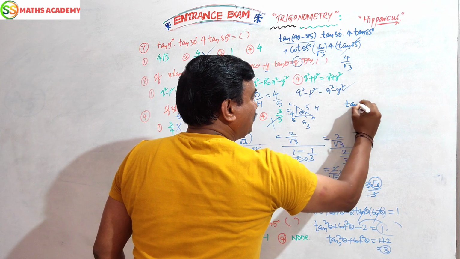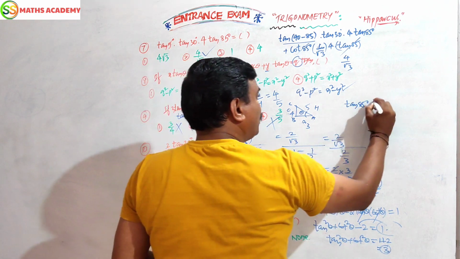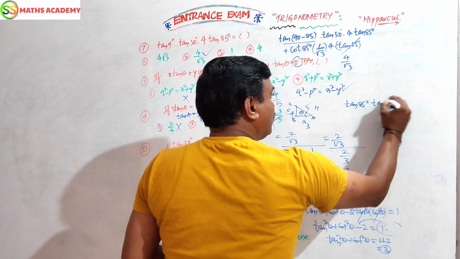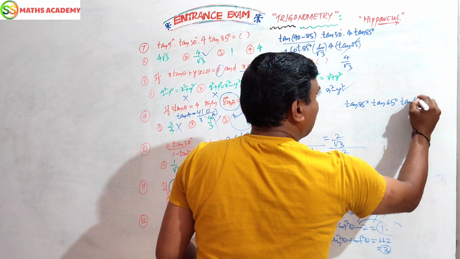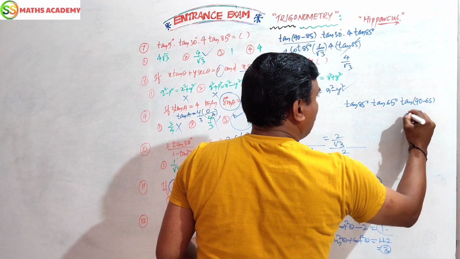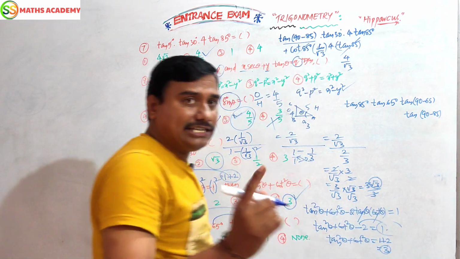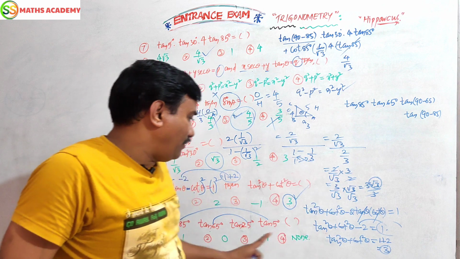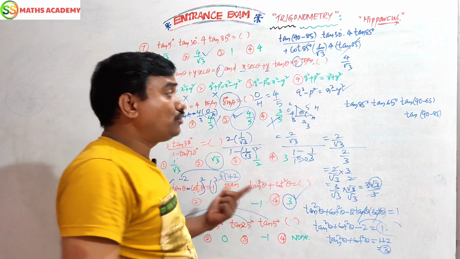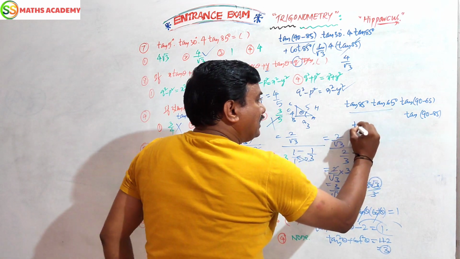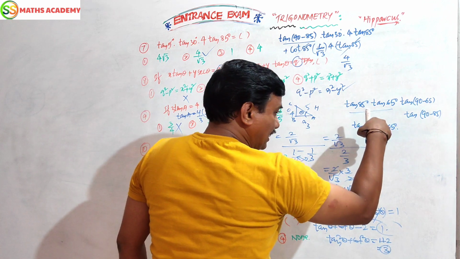Dear friends, let us observe. Tan 65, you write as is. Now I am going to change tan 25. Shall I write it like this, tan of 90 minus 65? And tan 5 I can also write as tan of 90 minus 85. See children, 90 minus 65 gives 25, and 90 minus 85 can be written as 5. So by seeing this, tan 85 and tan 65 you can take as it is.